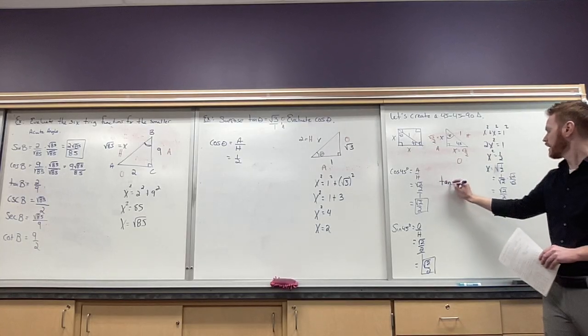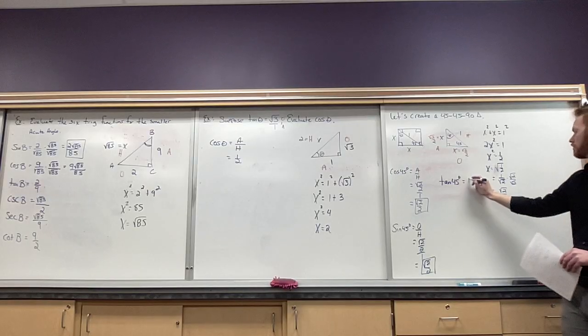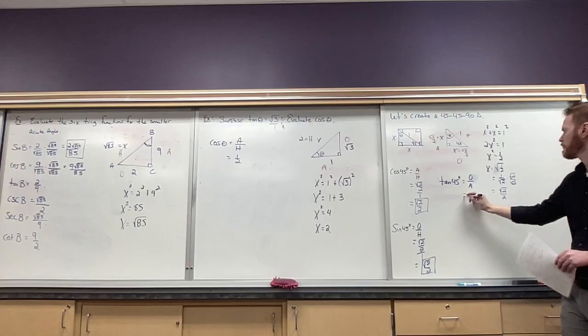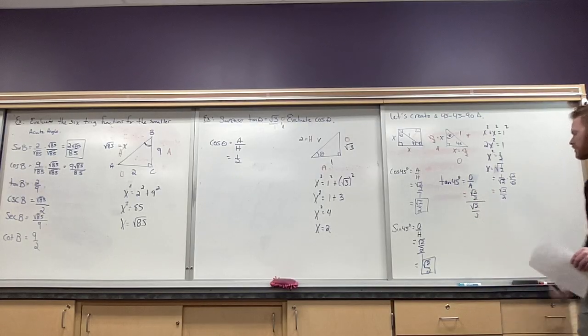All right, let's look at tangent. So opposite, well, let me write the ratio down. Opposite over adjacent, square root of 2 over 2 divided by square root of 2 over 2. And what's that be? 1.